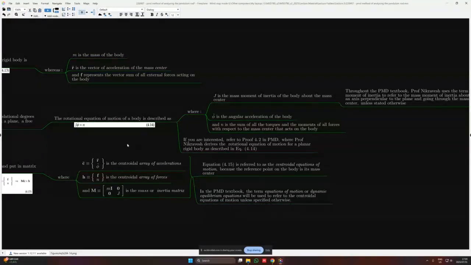In our case, we're not too interested in the actual proof. We just need to note that this is one of the important equations whenever we perform planar multibody dynamics. We essentially have translational equations of motion in the x and y direction, and then we have a rotational equation of motion about the z-axis, which is then perpendicular to the plane in which you're working.